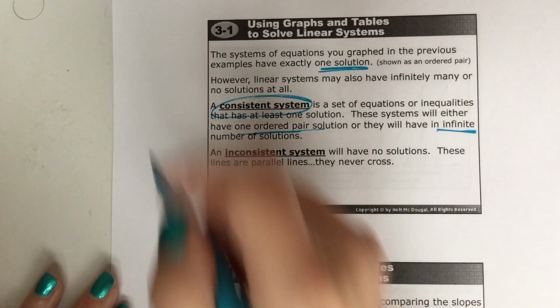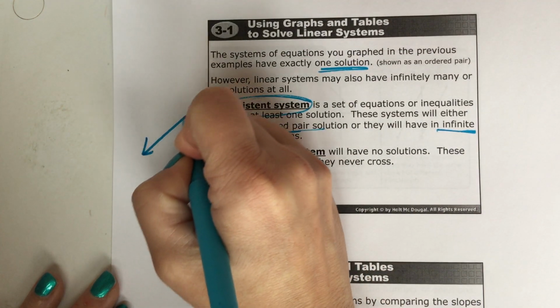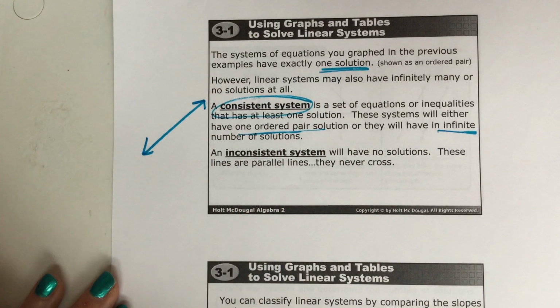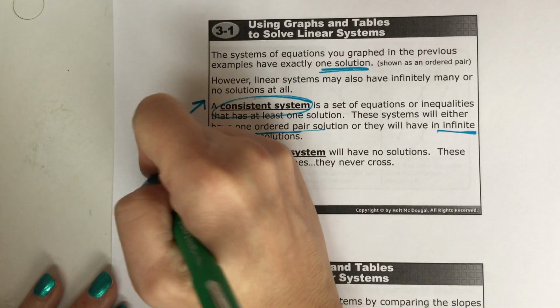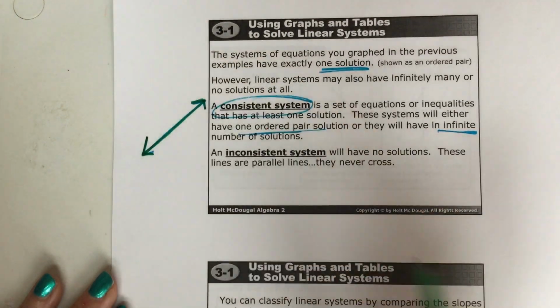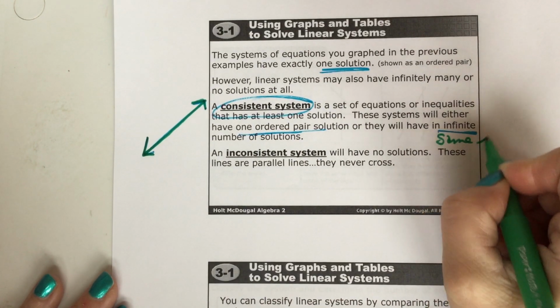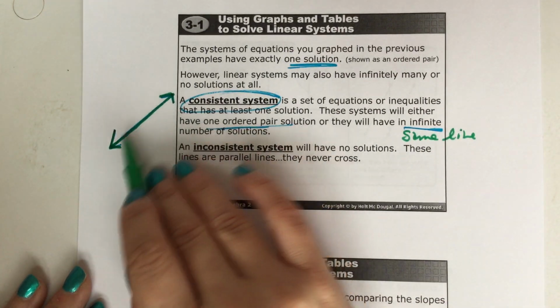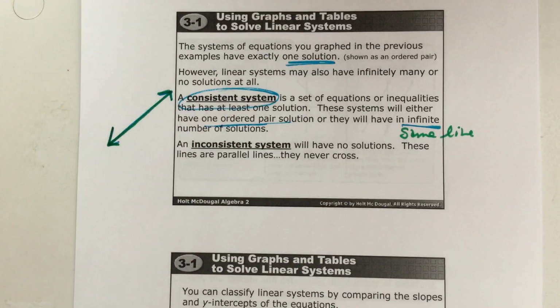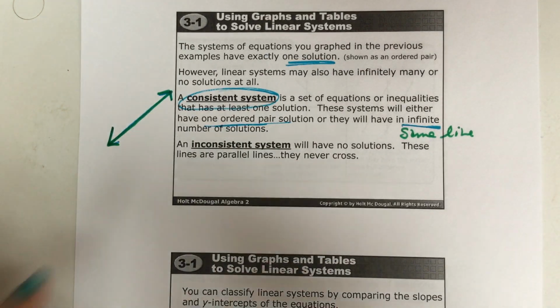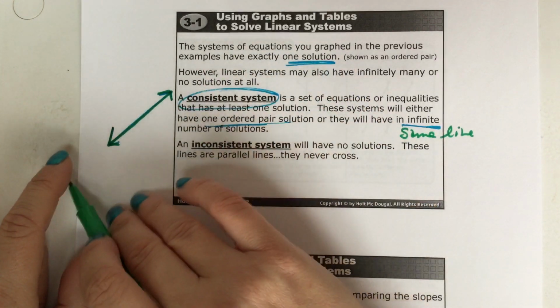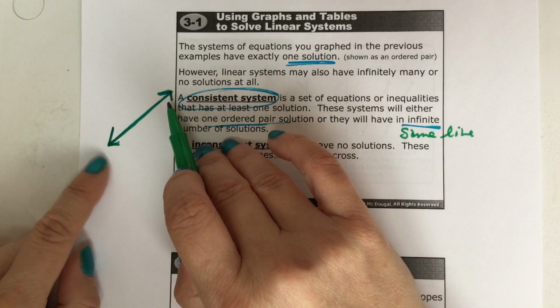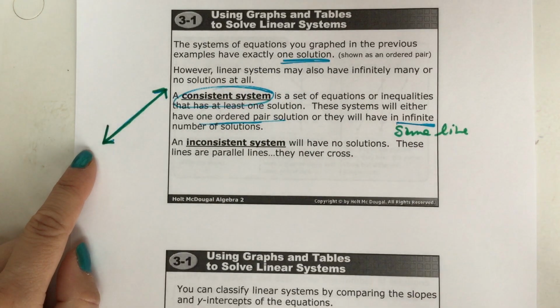Now infinite, what that means is if I go to graph a system, let's say I graph that line, then I go to graph the next one, it ends up being the same line. If you end up with the same line, you have an infinite amount of solutions because lines are infinite. Remember, they continue forever and ever in both directions. So that means there's an infinite set of ordered pairs on that line. Anything on that line would be a solution.